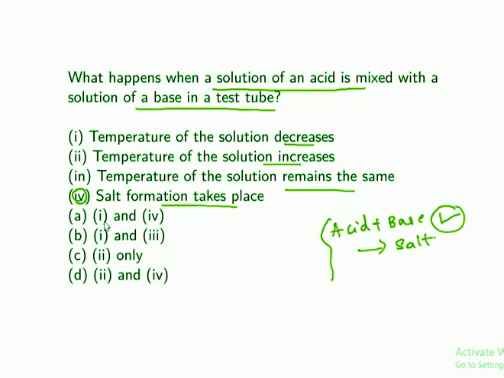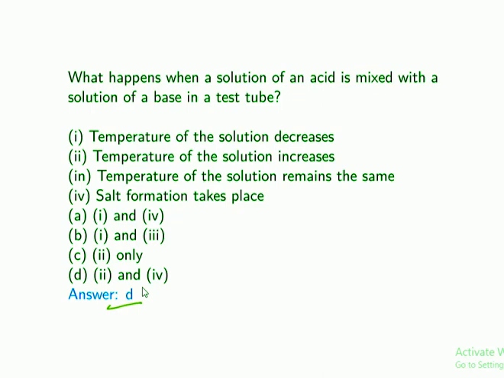Now here they gave 1 and 4, 1 and 3, 2, 2 and 4. So option 4 is here, and in option D we are getting it. So in these two options the answer will be 1, right? Let us go for these two options now. Option 1, what they give: temperature of the solution decreases. You all know that when an acid and base are mixed, the temperature is going to increase. It is not going to decrease. So absolutely the answer will be option D.